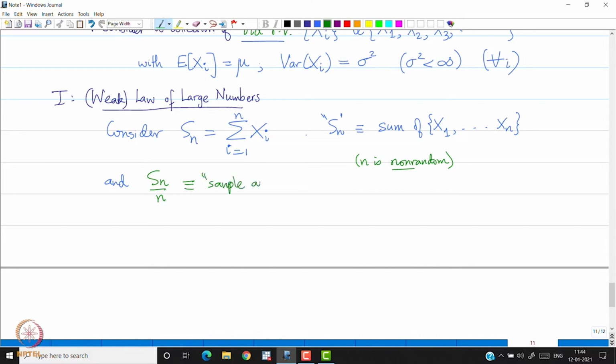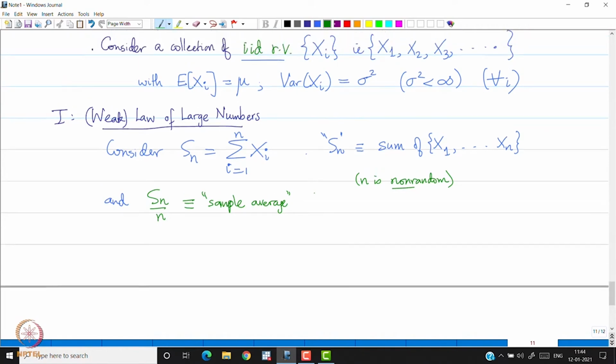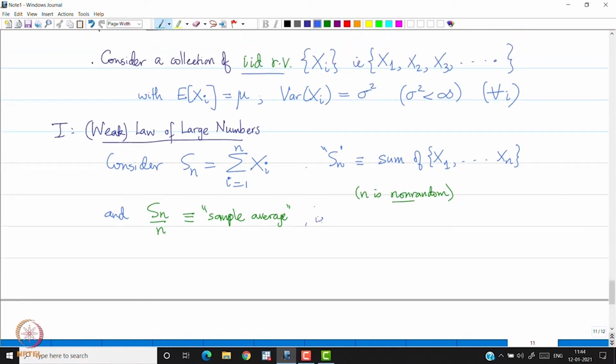It's called the sample average because if you consider this whole experiment, where you generate or find these n values of the xi's, and then add them all up and divide by n, this tells us in some sense the average reading we get over the n trials. So the sample average is basically like an average over n trials, or n observations, shall we say.